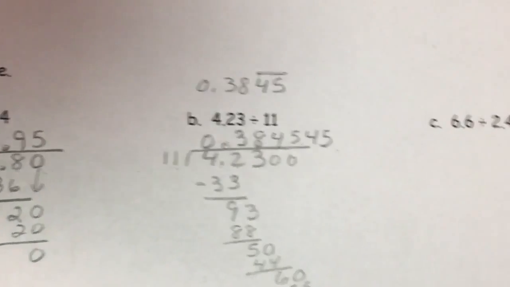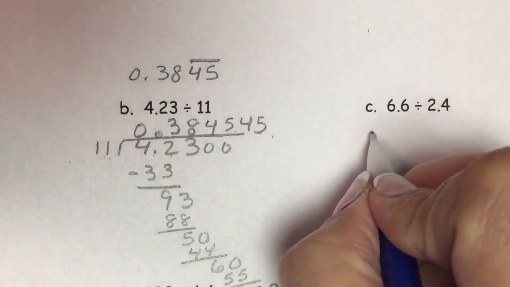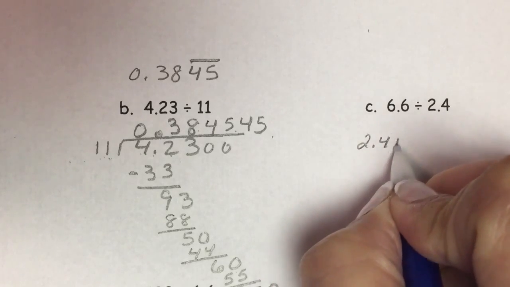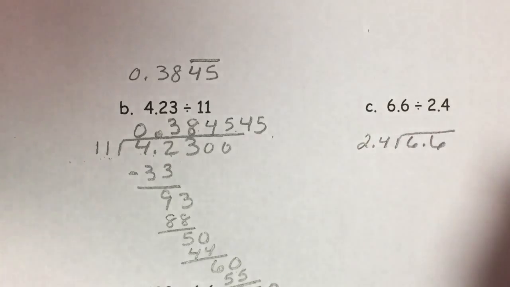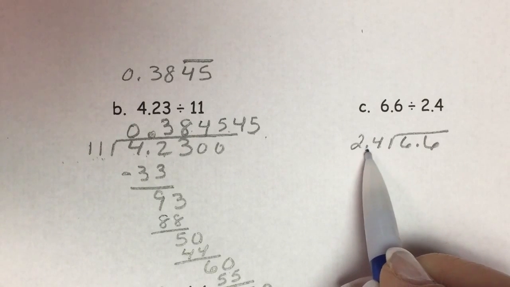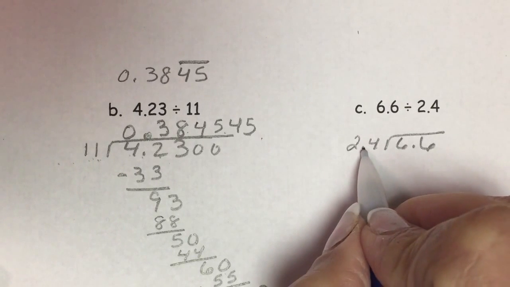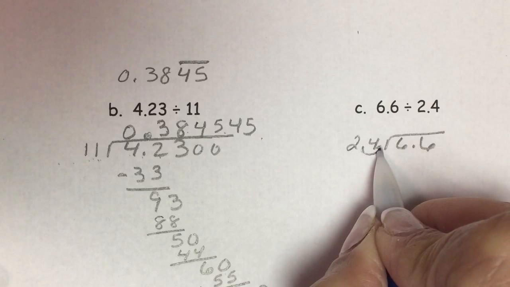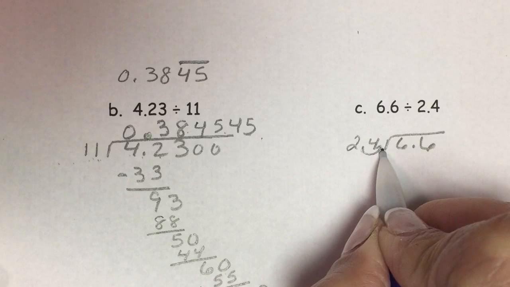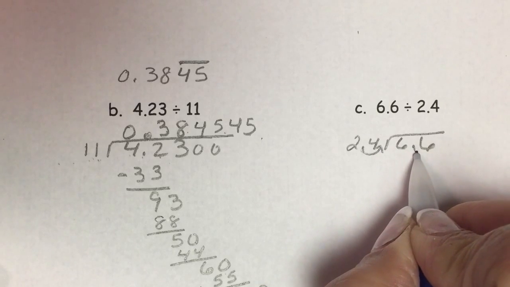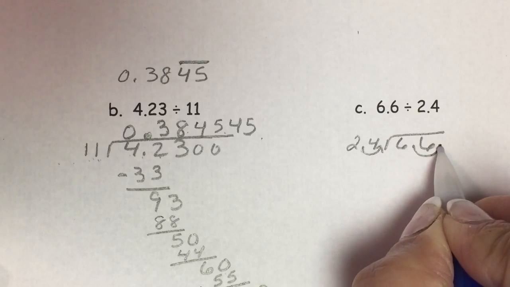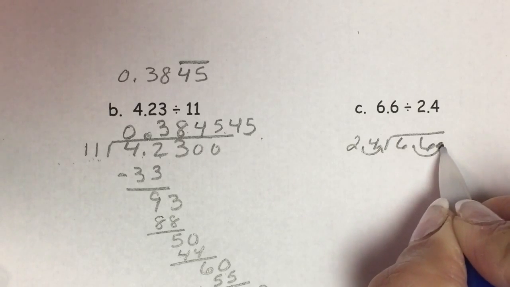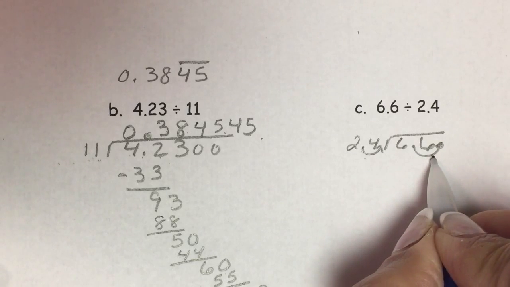Okay, let's look at C. Now C is our first one. We're going to do 2.4 into 6.6. C is our first one where there's a decimal in the divisor. So here's what you do. You move that decimal to the right as far as it will go till you don't have a decimal in the divisor anymore. So just move it over to the right. I moved it over one place, which means I have to go in here and move this one also over one place. Whatever you do to the outside, you have to do to the inside.